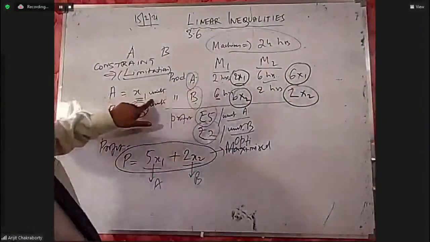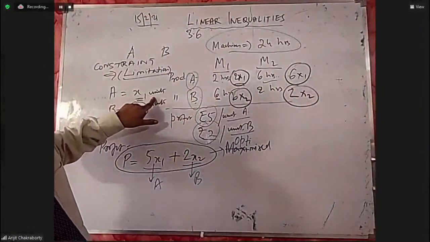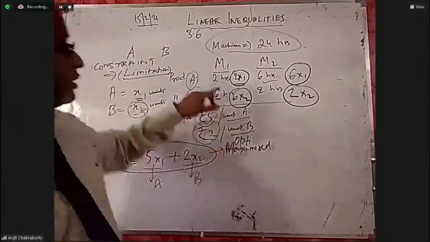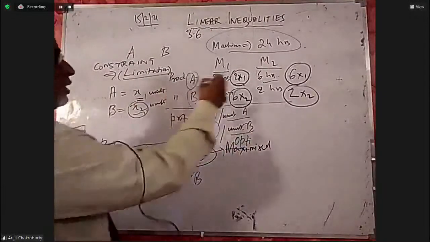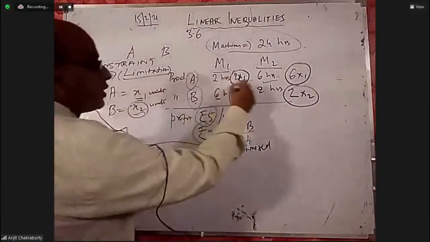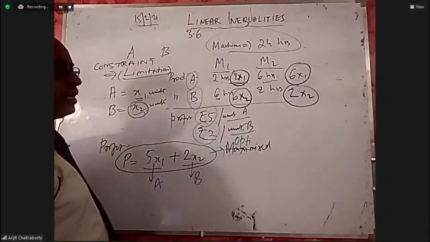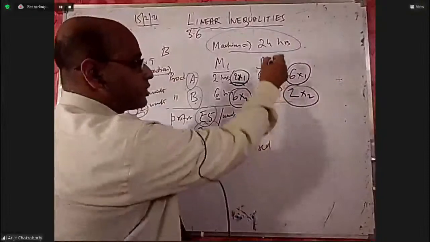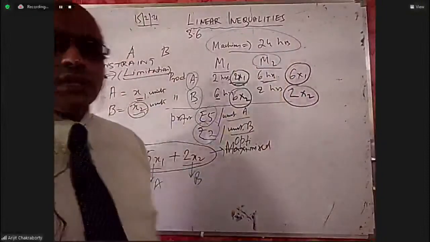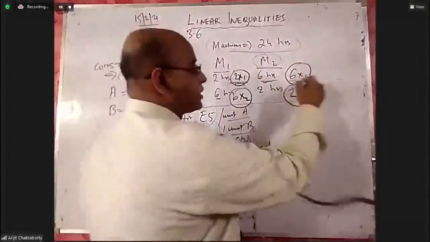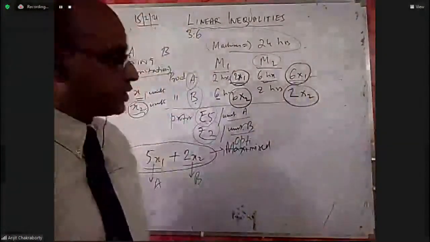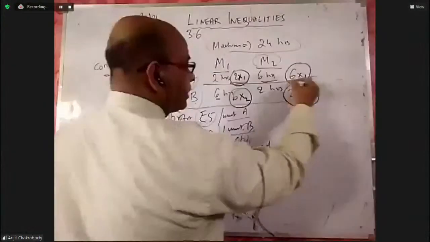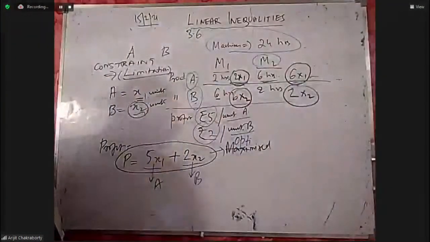X1 products, I'm producing X1 units of product A. Each unit of product A requires 2 hours. So X1 units, I will require 2X1 hours. Similarly, for product A, it requires 6 hours in machine 2. So if I'm producing X1 units, it will take 6X1 hours. Please see this carefully. So the product A is completed.